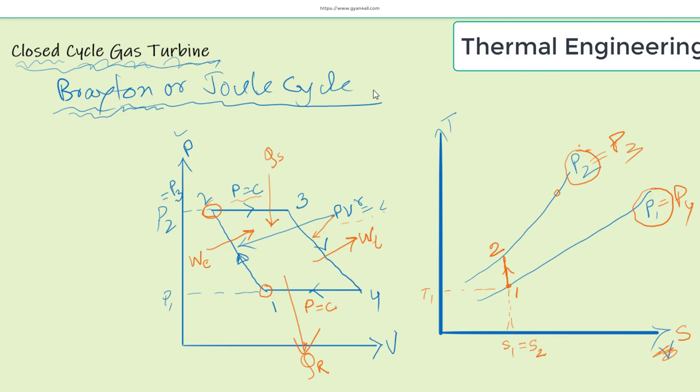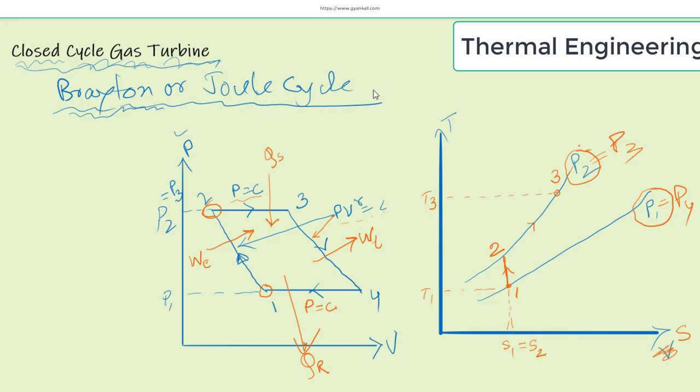So this is the point 3 in the TS diagram. At this point, this is the temperature T3. Because of the heat addition in the heat exchanger, in the heater, the temperature increases to T3, but the pressure remains constant. That is why it is on the same constant pressure line. This line is the constant pressure line 2-3, and 2-3 extended. So 3 is the highest temperature of the plant.